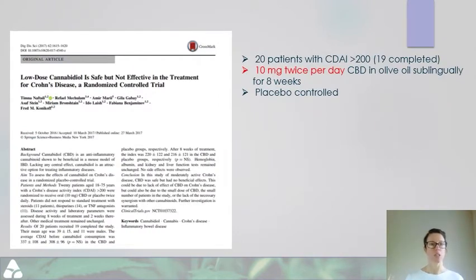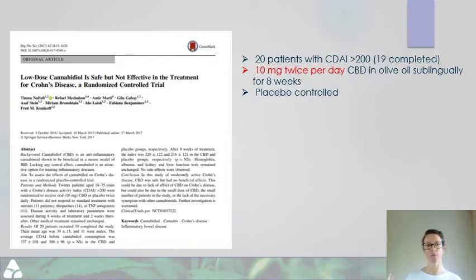So the next study, chronologically, we're up to 2017 now, is a study that was carried out with cannabidiol. And again, looking at Crohn's disease. So there were 20 patients who had a CDAI score of greater than 200. So this CDAI score is from 0 to 600. So this is people who had kind of moderate to severe disease.